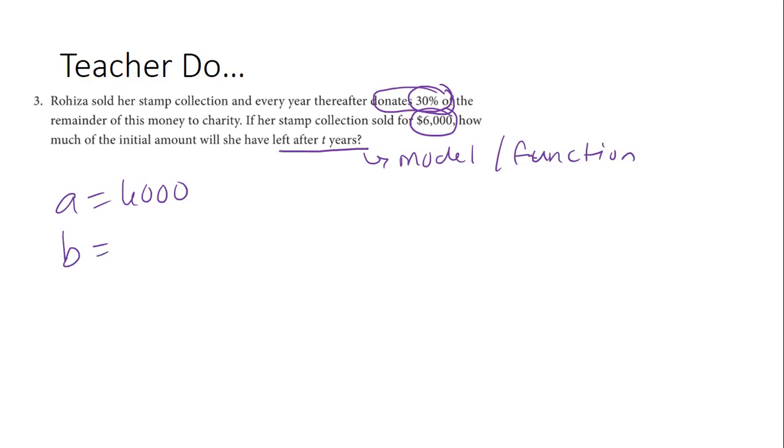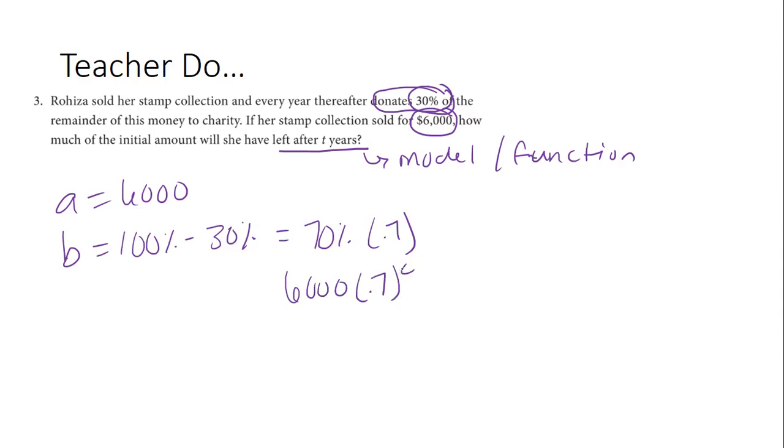Oh no, 70%. And why is it 70%? You take it from 100. My B is going to be that 100% minus 30. And we're subtracting because she's doing what with the money? Donating. So B equals 70%, which is 0.7. Can I easily now write my function model? Yeah, I can. It will be 6,000 parentheses 0.7 to the T. To the T. Good job. Okay. Not terrible. See, look, guys, word problems aren't that bad.